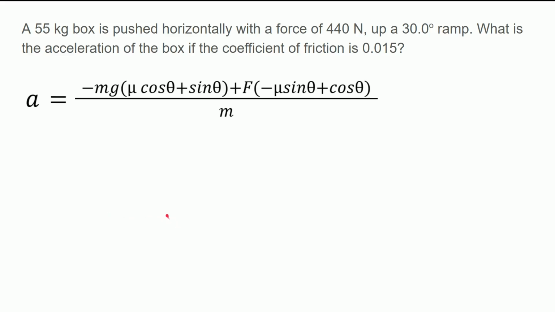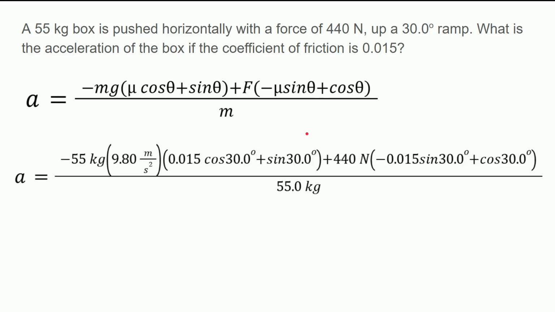You can take your 55 kilograms, 440 newtons, 30 degrees, and the 0.015 and plug them in the right place in the correct order. At least your math will be organized correctly. Now it's a matter of punching it in the calculator. Okay, now I recommend using units unless this is like an AP test and you have to put units at the end, but everybody should be applying units. That way you can see things cancel out. You should get 1.8 meters per second squared.